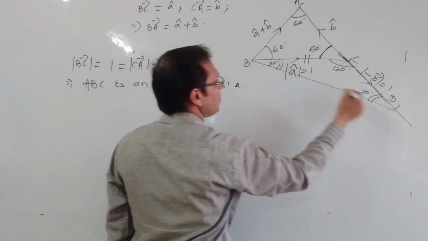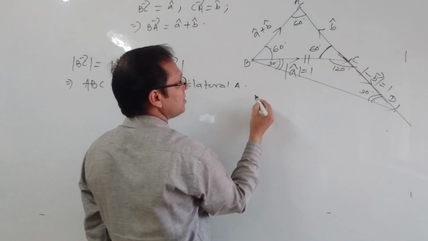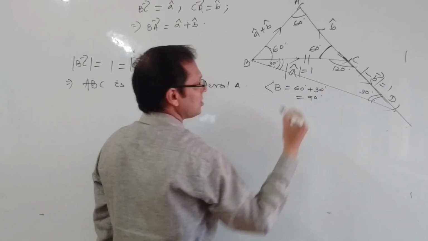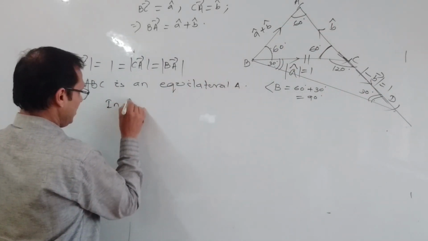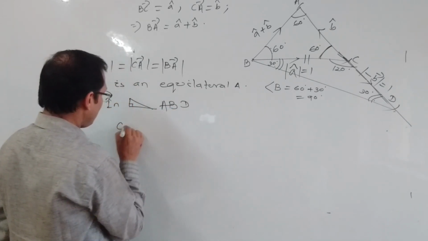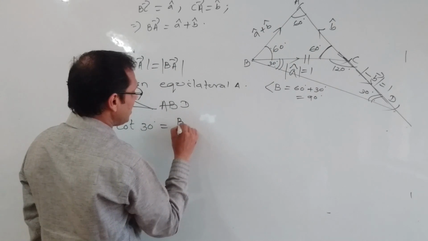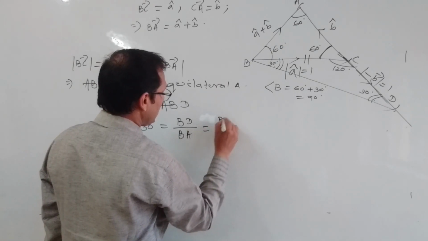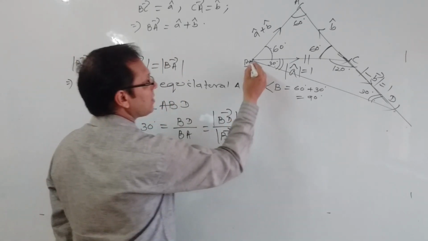So in the triangle ABD, you see this one is a right angle triangle, isn't it? 60 plus 30, 90. So angle B is 90. So angle B is equal to how much? 60 plus 30 is equal to how much? 90. Okay. In this right angle triangle ABD, cot 30 degree is equal to how much? B by P, that means BD by BA, or in other words BD vector magnitude by BA vector magnitude. BD vector magnitude is equal to how much?